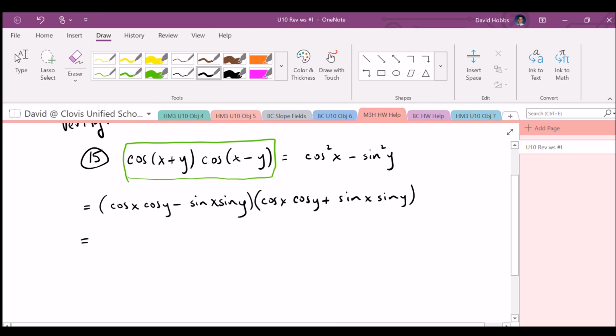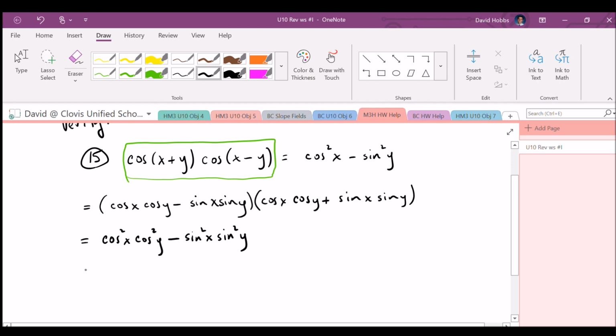So we do get, when I do cosine x cosine y times cosine x cosine y, I get cosine squared x cosine squared y. Not cosine to the fourth because the angles are different. The middle terms do eliminate, and then a similar thing happens with the signs. I get negative because negative times positive, and I get sine squared x sine squared y.